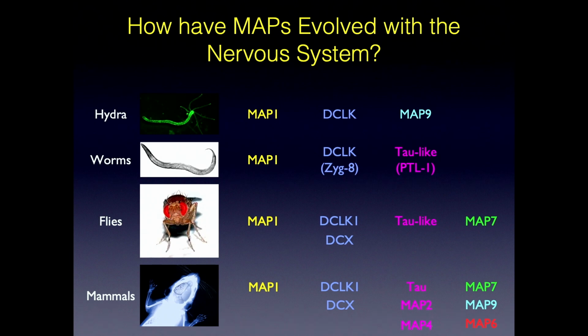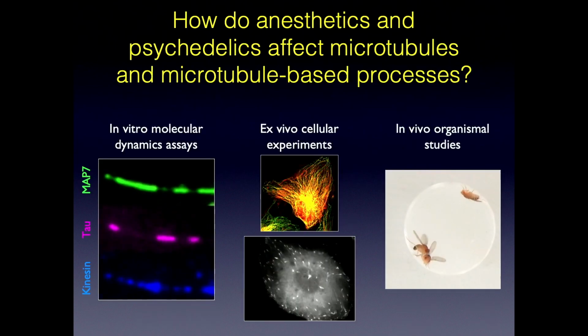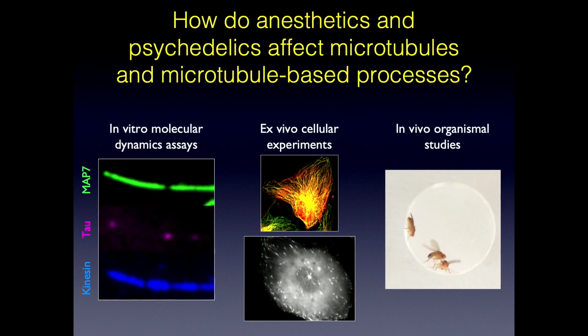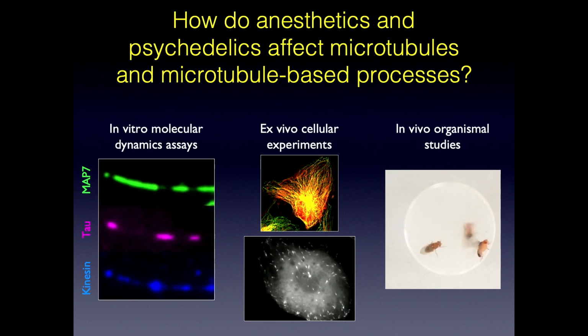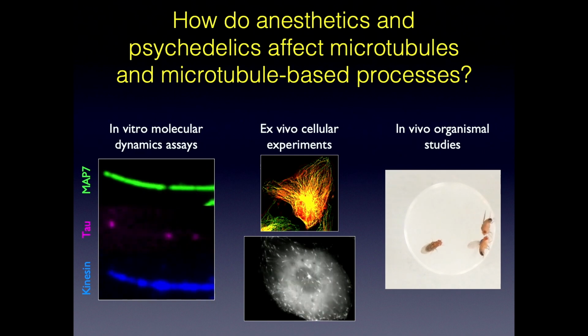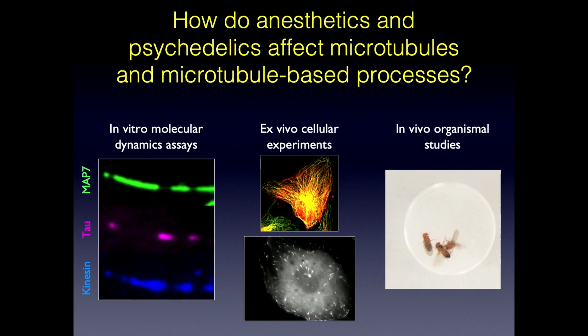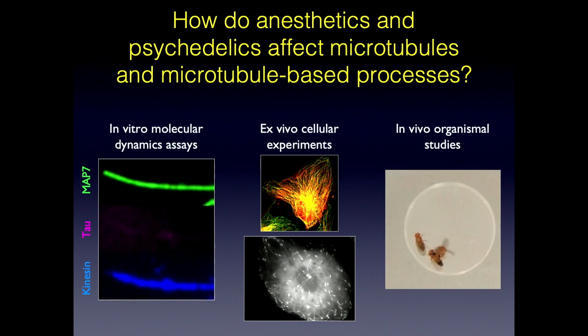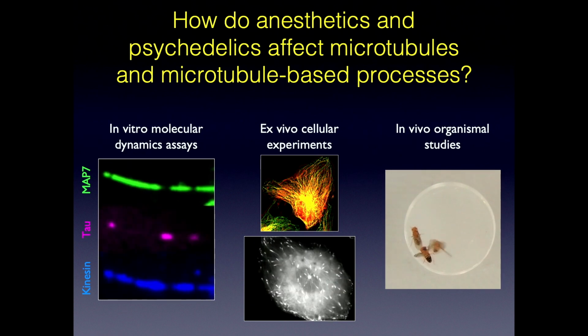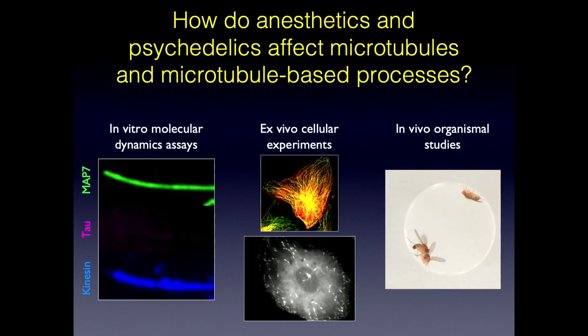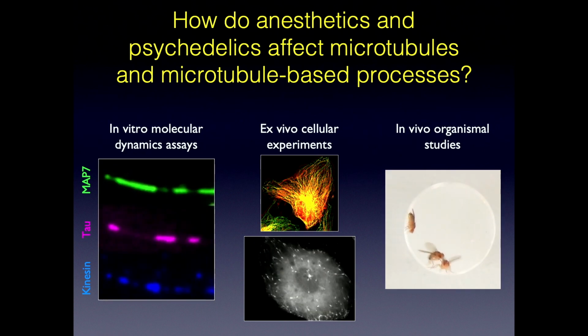And in order to do this, we had first contacted Stuart. We really want to figure out how different anesthetics and psychedelics affect microtubules, microtubule-associated proteins, and the various microtubule processes that we can analyze very deeply, both in vitro and also using ex vivo cellular experiments as well as organismal studies. So we're still looking for a funding mechanism for this.